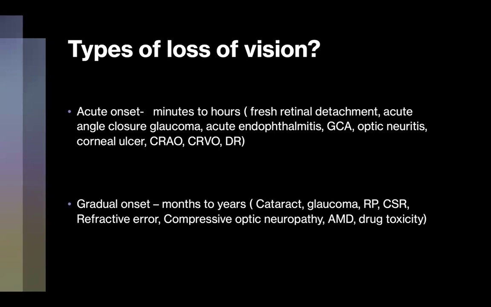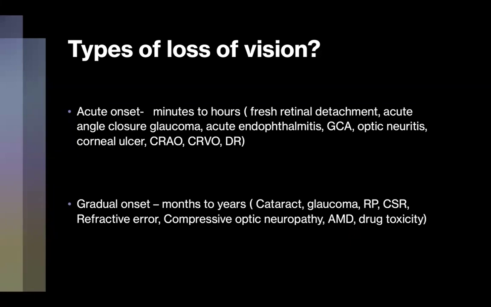What happens is we usually remember the rare stuff in the MCQs and then we get into trouble. So remember the common scenario. Cataract is gradual, but rarely acute. Glaucoma is gradual loss of vision, but the exception is acute angle closure glaucoma, where the loss of vision is acute. RP is retinitis pigmentosa. Central serous retinopathy is a condition where fluid accumulates underneath the fovea. Refractive error is a very common cause of gradual loss of vision.